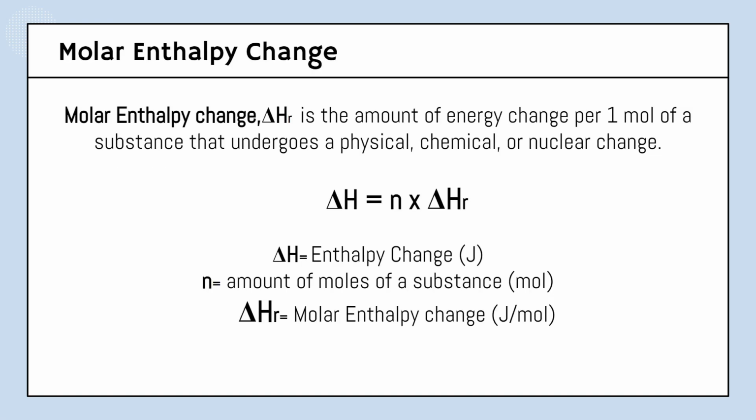So, molar enthalpy change. Molar enthalpy change is the amount of energy change per 1 mole of a substance that undergoes a physical, chemical, or nuclear change. So the change in enthalpy is equal to the amount of moles of a substance, n, multiplied by the molar enthalpy change.